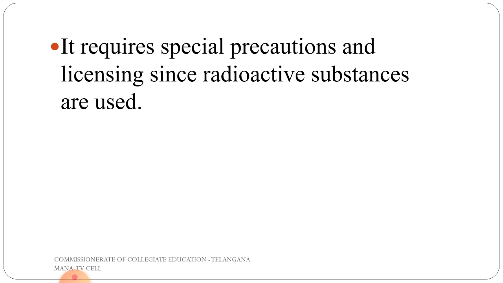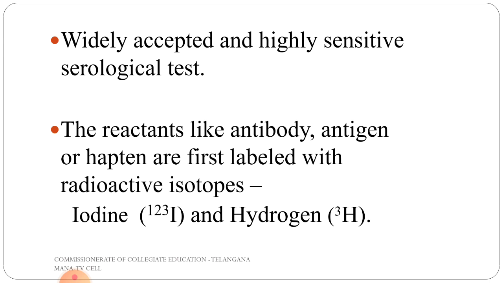Radioimmunoassay requires special precautions and licensing since radioactive substances are used. It is a widely accepted and highly sensitive serological test. The reactants like antibody, antigen, or hapten are first labeled with radioactive isotopes like iodine I-123 and hydrogen H3.